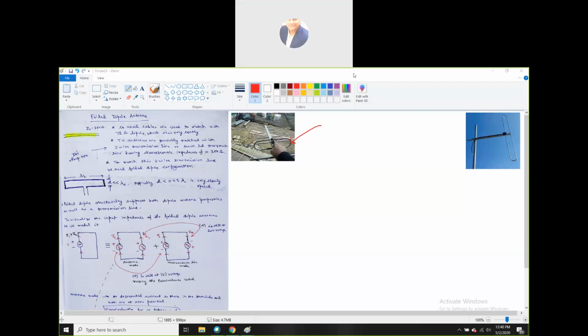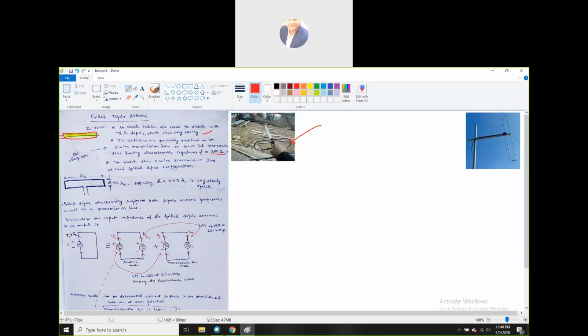Okay, so now you see here, it is covered. You can see this cover; it is covered inside, as you can remember from your childhood days. And inside that there are two wires. You can see here that coaxial cables are used to match this, which is very costly. TV antennas are generally matched with a two-wire transmission or twin-lead transmission line having a characteristic impedance of 300 ohm.